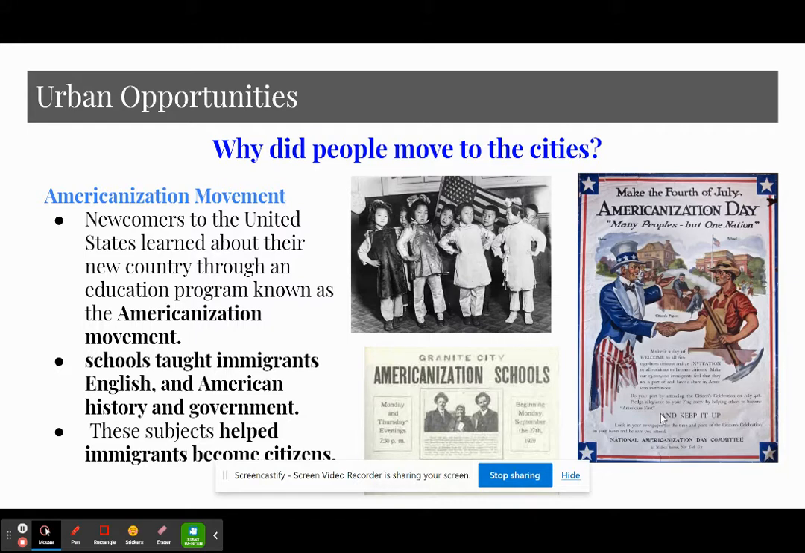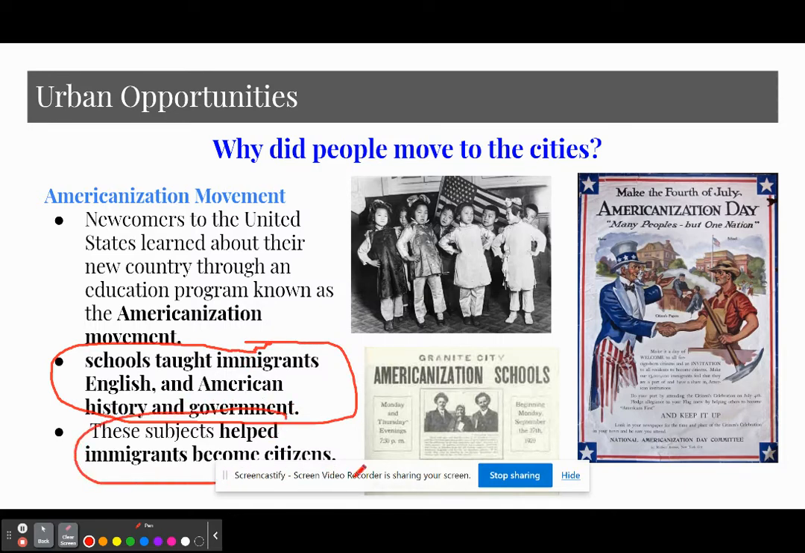So, building upon why people moved to cities, we know that there were many immigrants, and in order to help immigrants, the Americanization movement took shape. Newcomers to the United States learned about their new country through this movement called the Americanization movement. And what was this movement? It was a movement in which schools taught immigrants English, American history, and government. Why did they do that? Because it helped them take their naturalization test and become U.S. citizens.